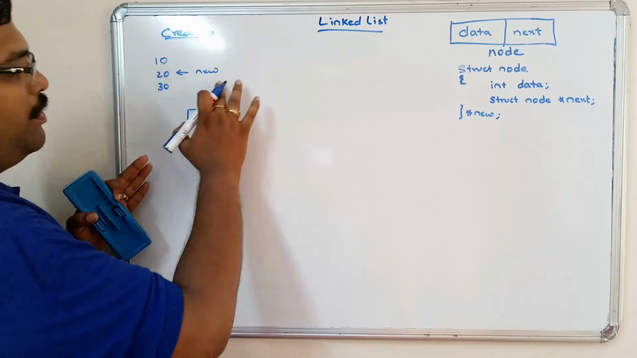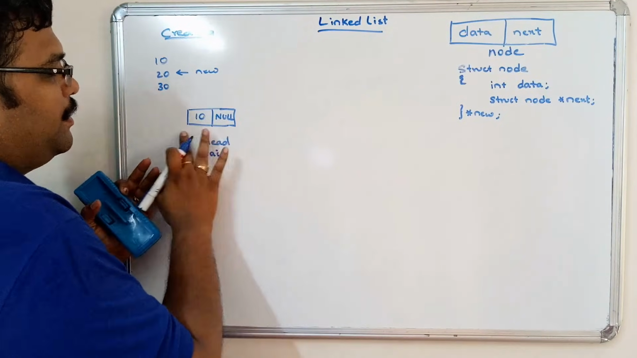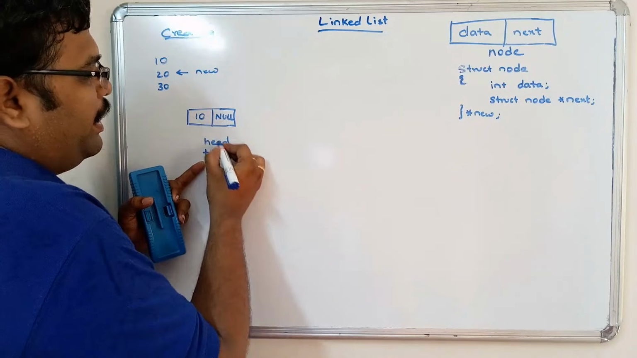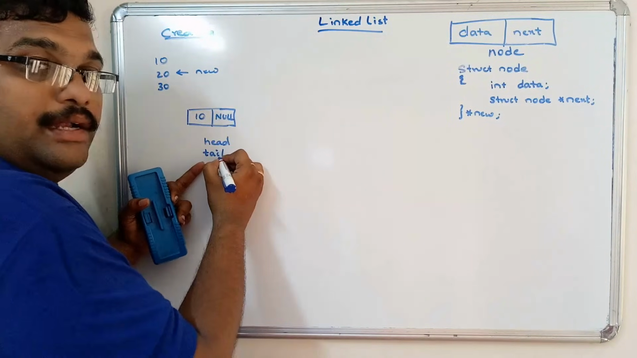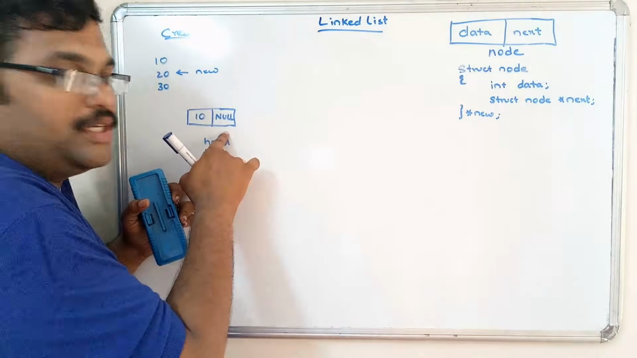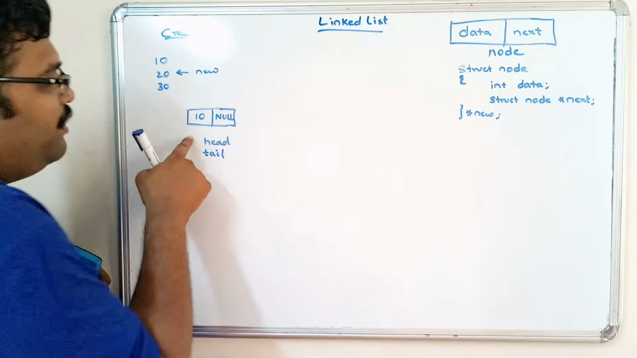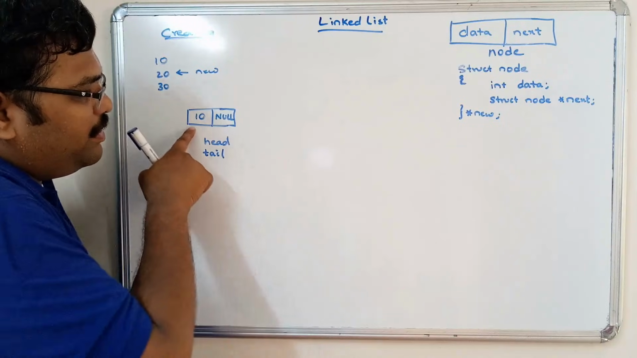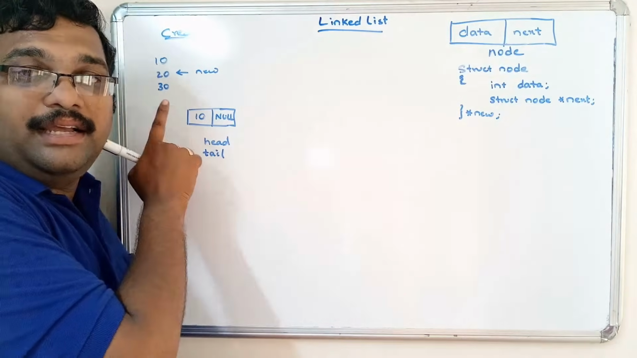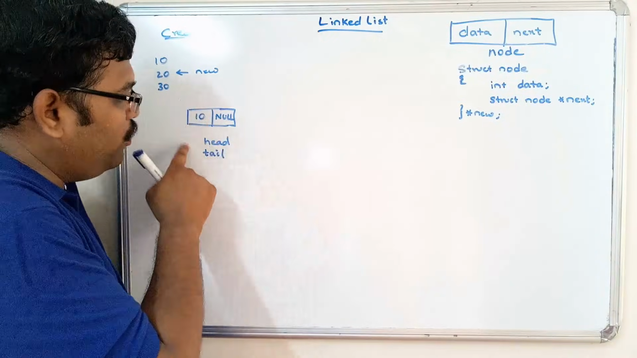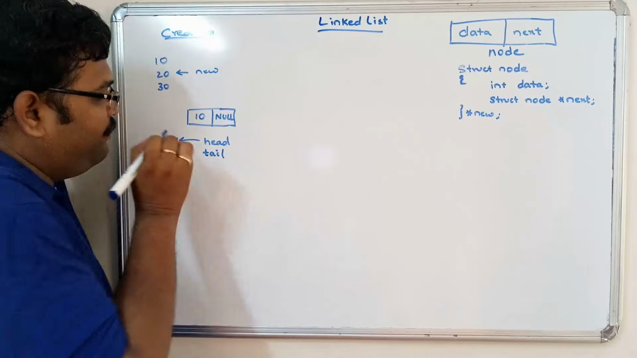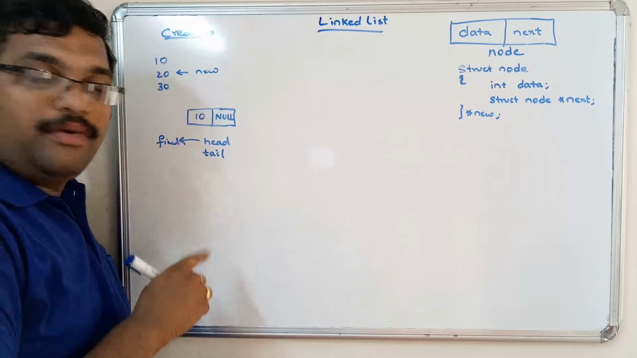Now see here, head is 10, tail is 10, null. The address position is null. Now it is not an empty list, it is a list with one element. So head will be fixed.